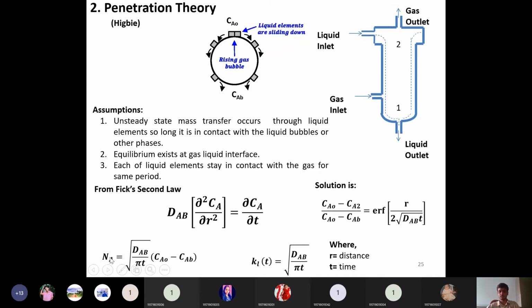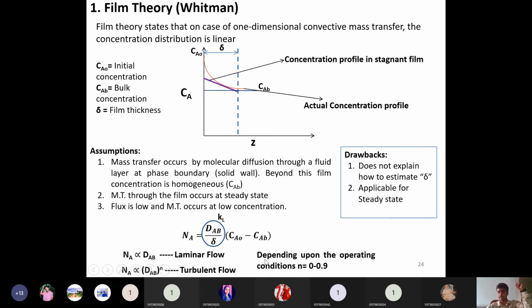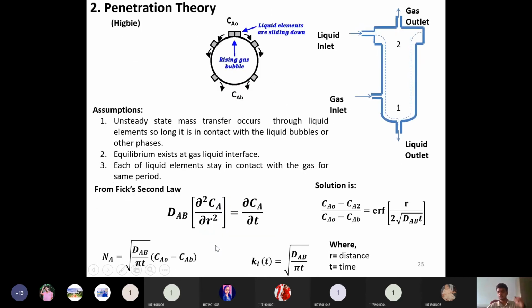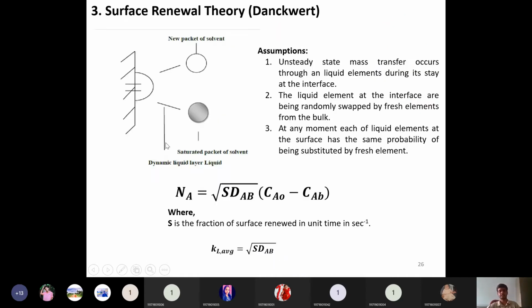Finally, what is Kl? The flux is directly proportional to the concentration gradient. Apart from the flux and concentration gradient, whatever variable is left is called the mass transfer coefficient. So Kl is a function of time, whereas in the previous theory it is not a function of time, it was D_AB by delta. Here, root of D_AB by pi t is the K_L, your mass transfer coefficient, K_L function of t. So this slide is enough. You can write this in the examination.